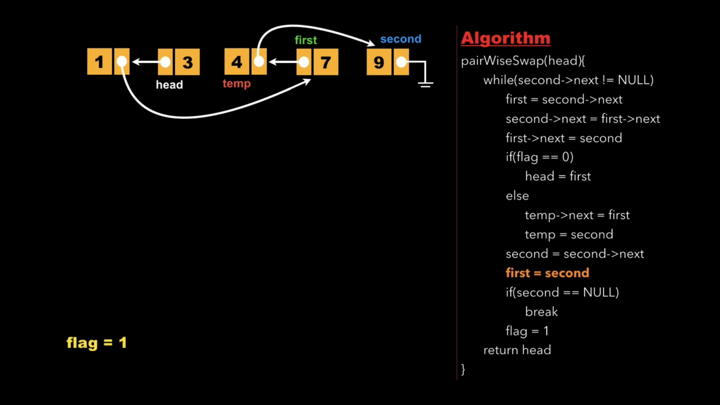We also make first as second, so we are in the same condition where both the node pointers first and second are pointing to the same node. Again we check whether second is equal to null, which is false. So we check for the condition whether second of next is not equal to null, but second of next is actually null, therefore we exit the while loop and we return the head pointer. So the updated linked list would look somewhat like 3, 1, 7, 4 and 9.